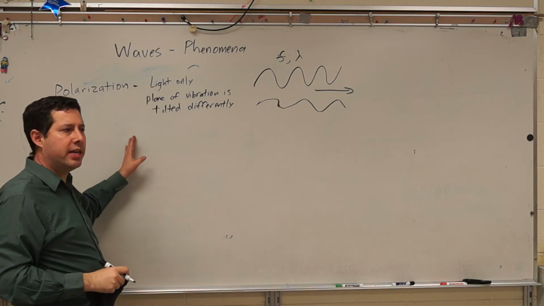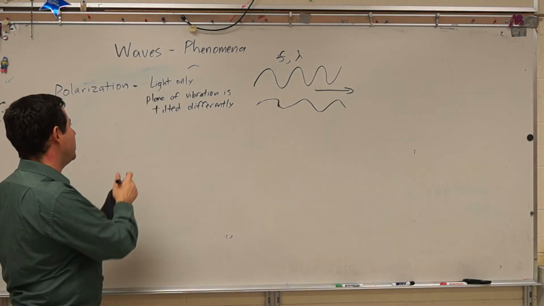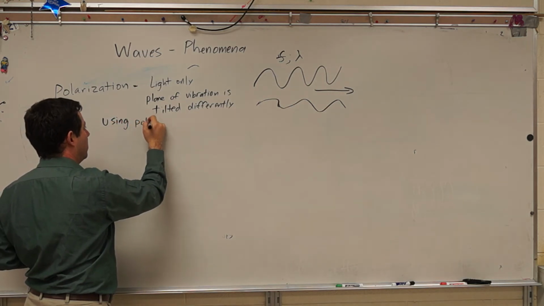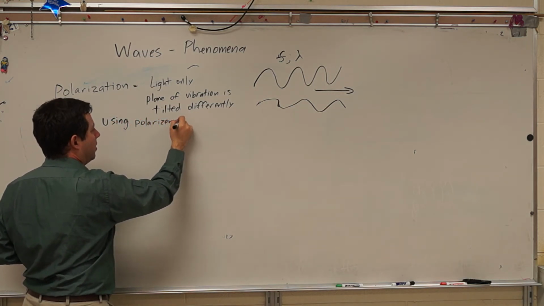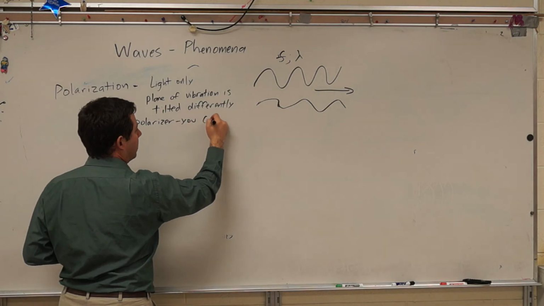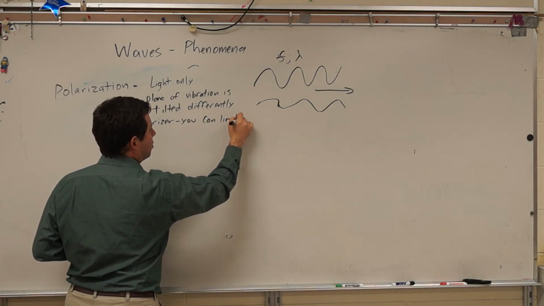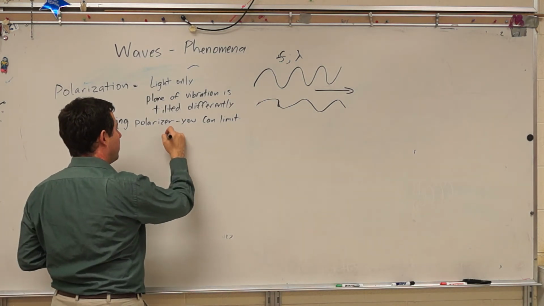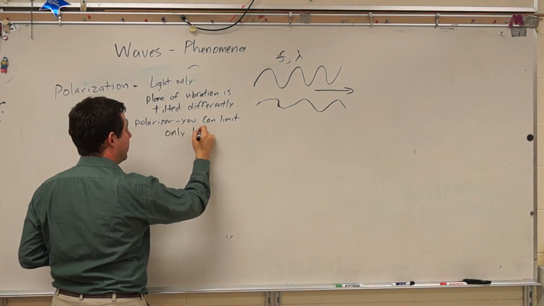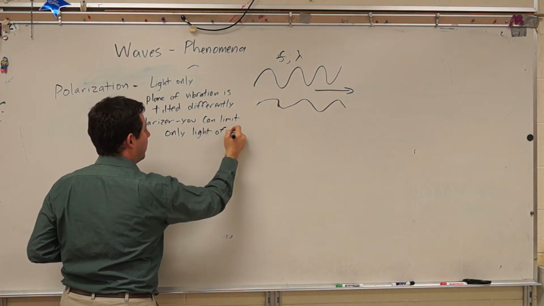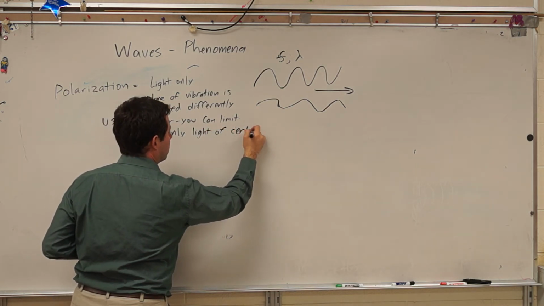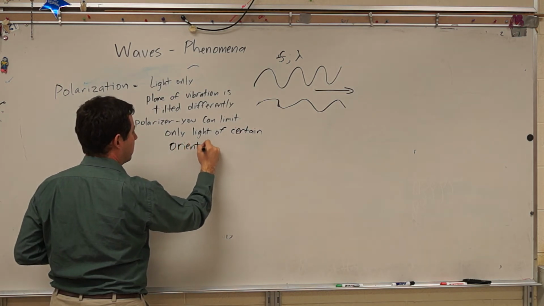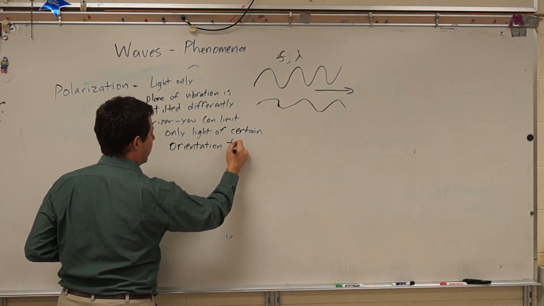And that's what polarization gets at, is that you can restrict, using a polarizer, you can limit certain orientations of light from getting through. So you can limit it so only light of a certain, I'll just use your word, orientation, gets through.